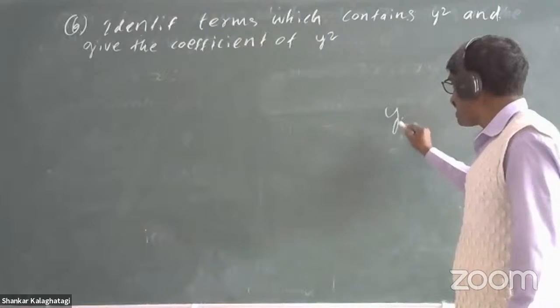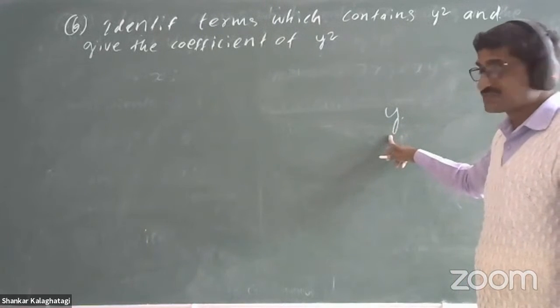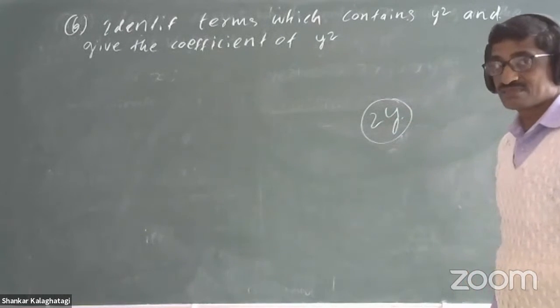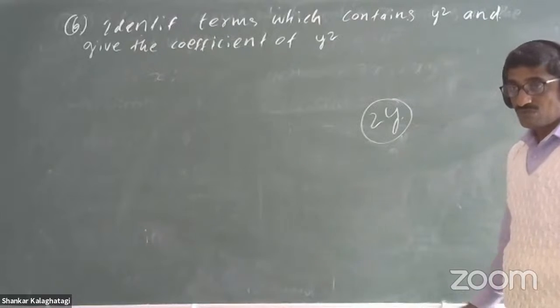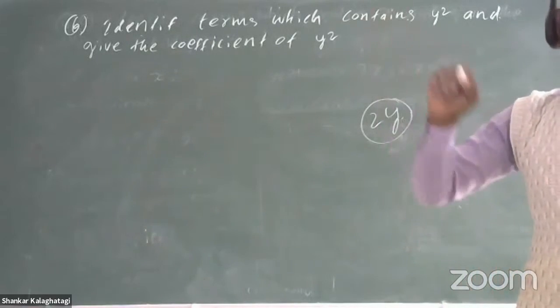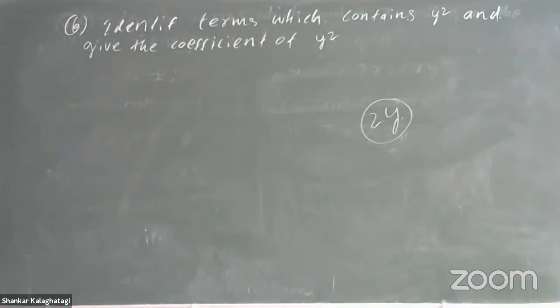Even if there is y, this is not y square. If there is a 2y, this is not containing y square, we have to say. Only the term which contains y to the power of 2, that we have to identify.